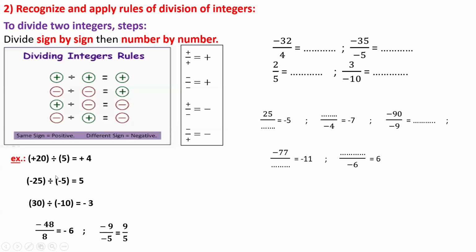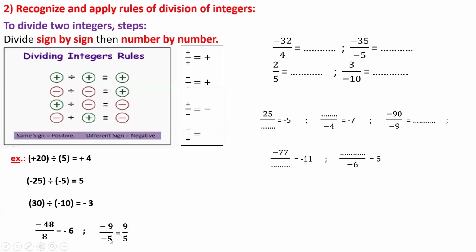Negative 25 divided by negative 5. Negative divided by negative is positive. 25 divided by 5 is 5. 30 divided by negative 10. Positive divided by negative is negative. 30 divided by 10 is 3. Also, if we have negative 48 over 8, I say negative over positive is negative. 48 over 8 is 6.